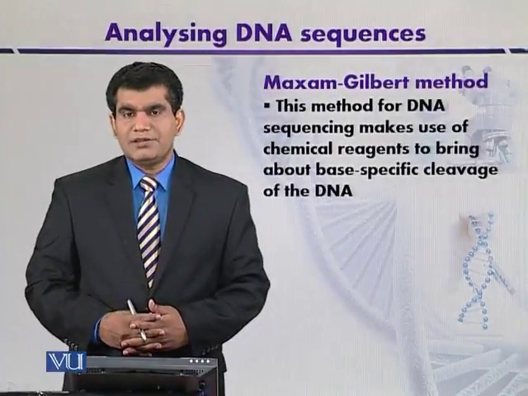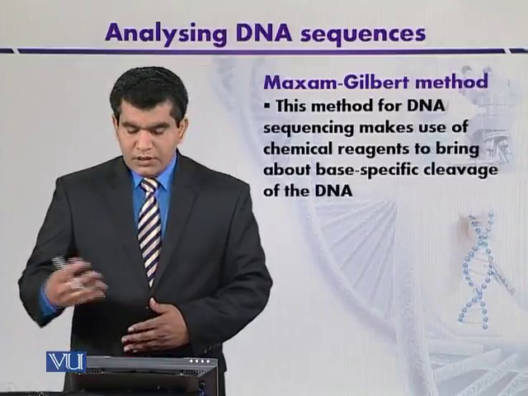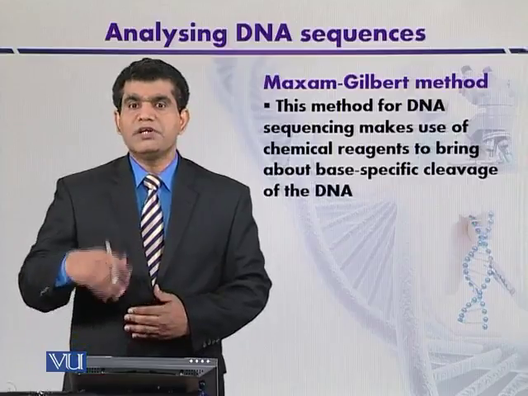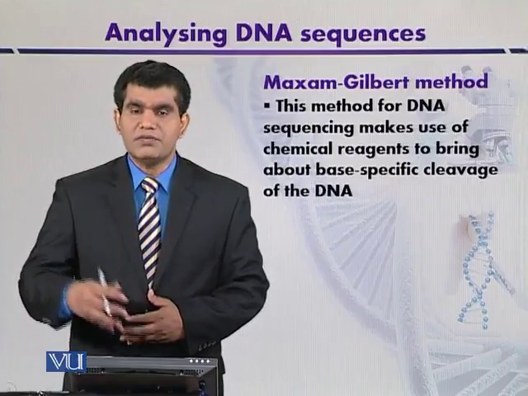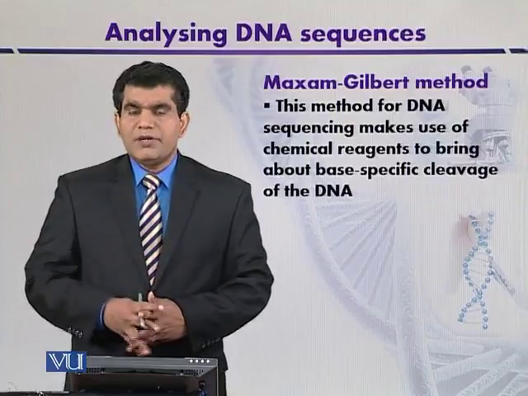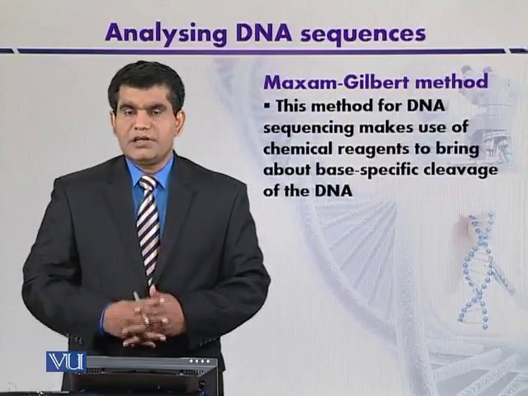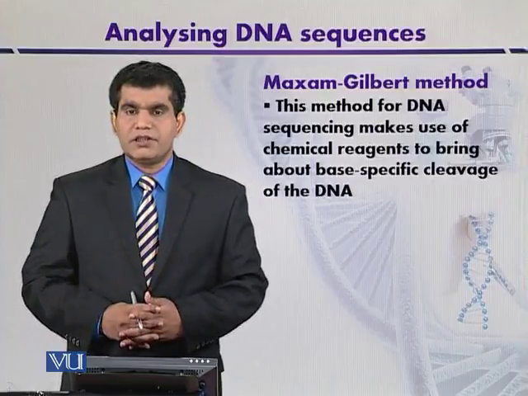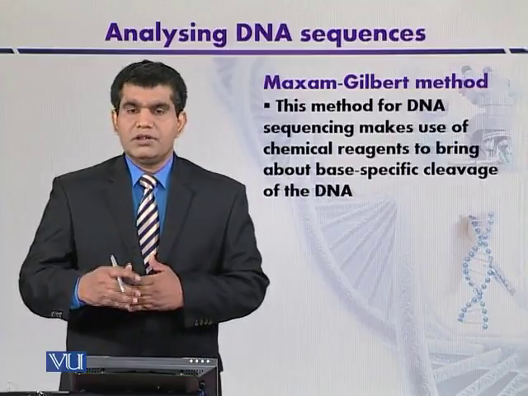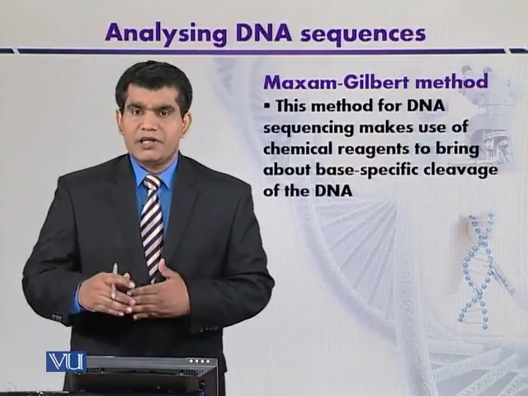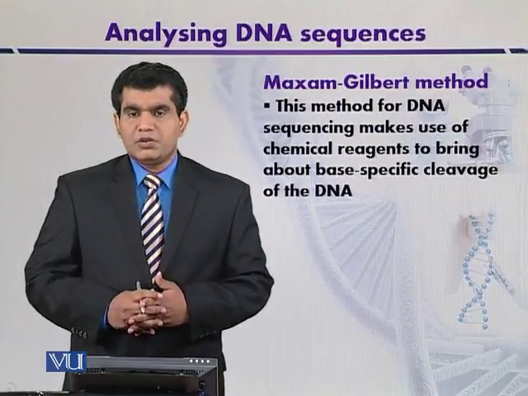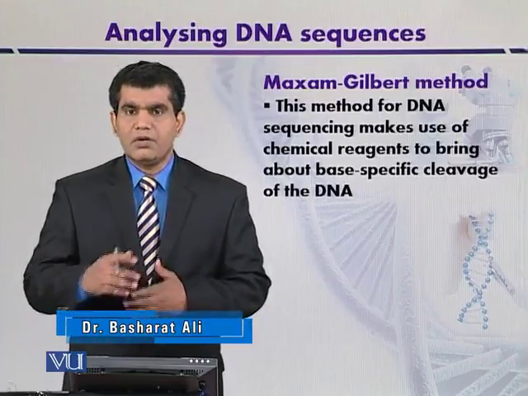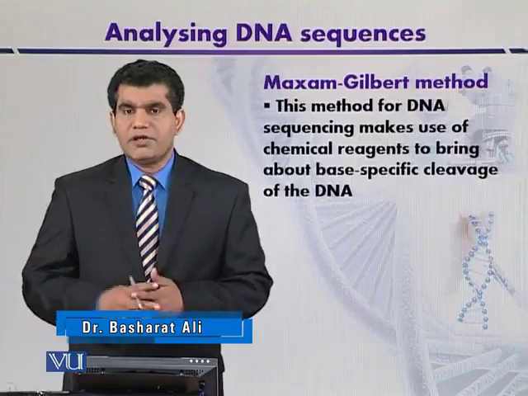Maxim and Gilbert method of DNA sequencing. This method of DNA sequencing makes use of chemical reagents to bring about base-specific cleavage. Although this method was used in the mid-70s and later replaced with more suited methods based on enzymatic reaction, we can still discuss it so that one can get basic information from the history of how DNA sequencing first started.